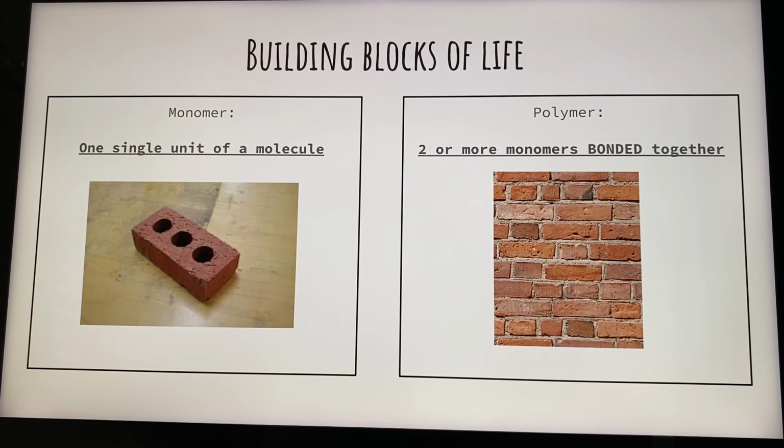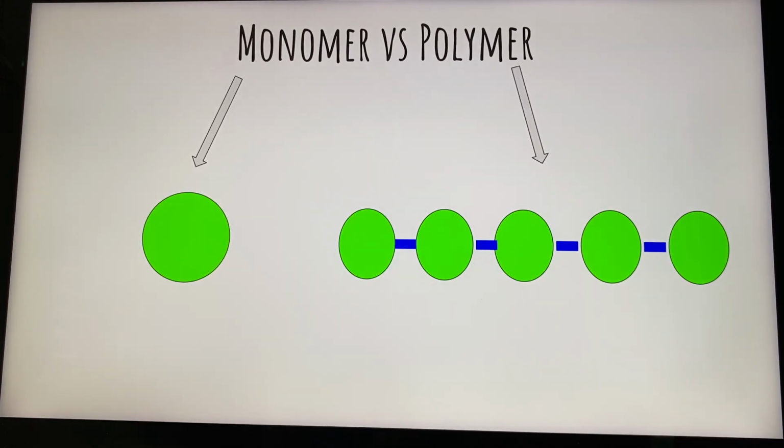So the building blocks of life, we have the monomer. Mono means 1, which is a single unit of a molecule. This brick is just an example. Then we have the polymer, which is 2 or more monomers bonded together. As you can see, a whole bunch of bricks. Another example, monomer by itself, solo, uno, mono, 1, versus the polymer. Poly means more than 1.